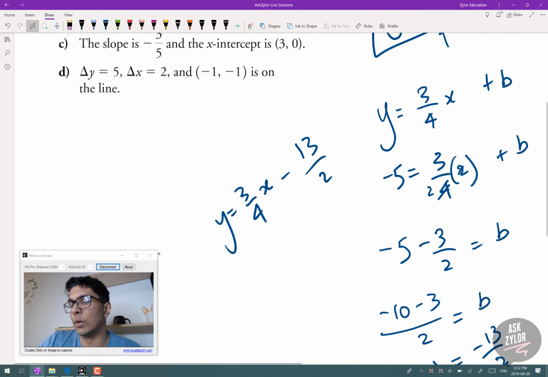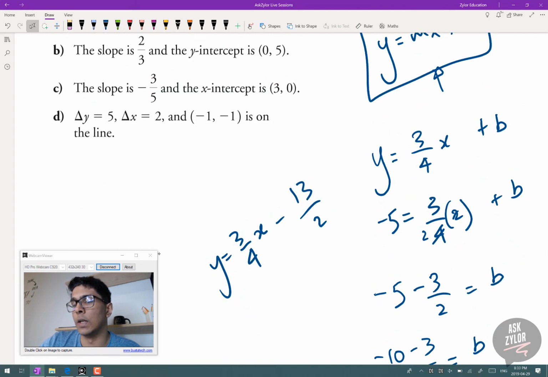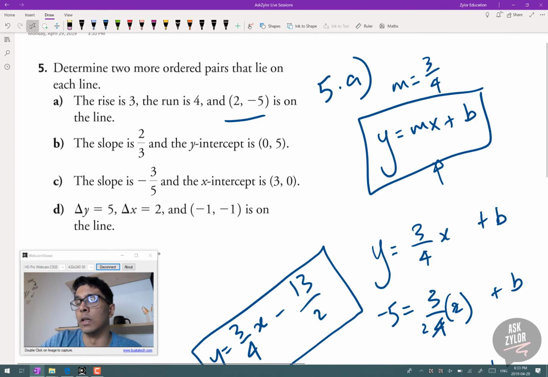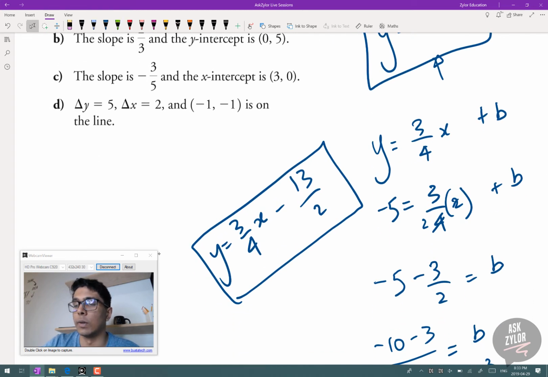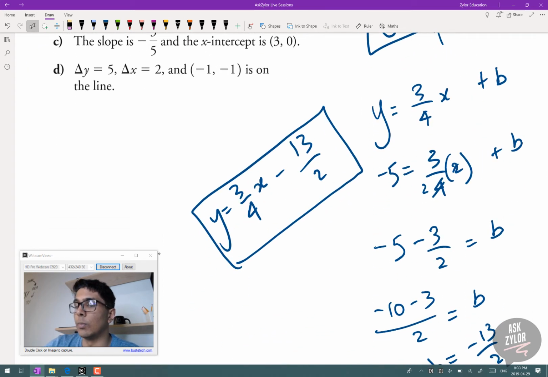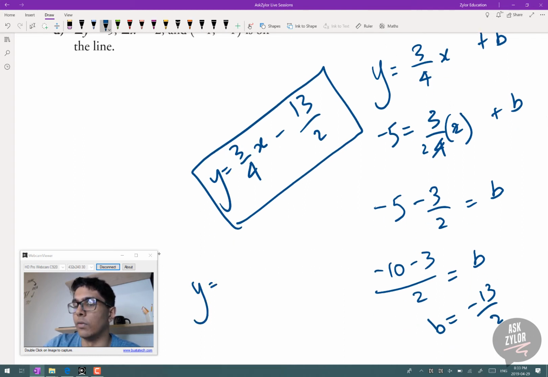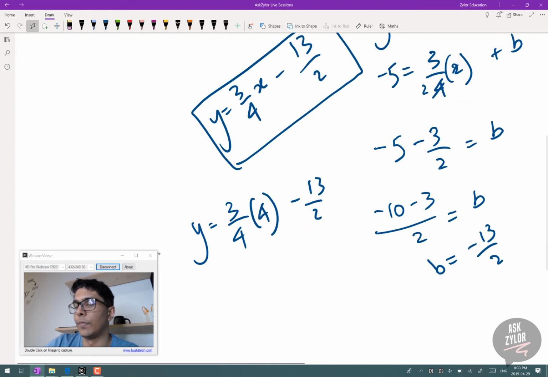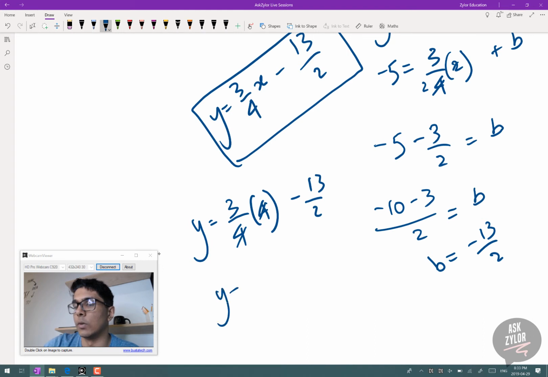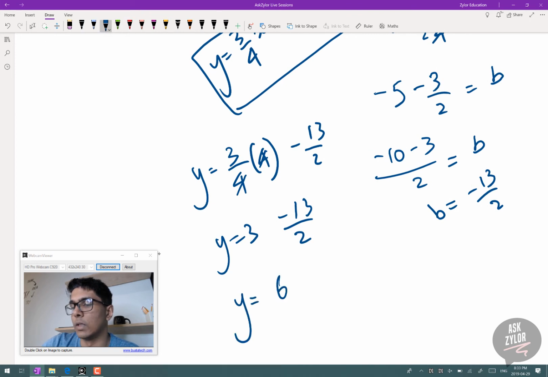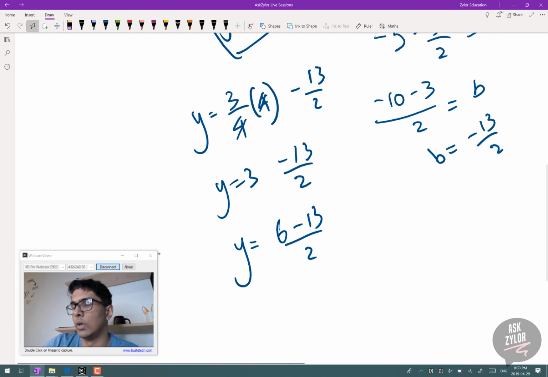Why is that important? Because I now have an equation that's going to model that particular case. It has a rise of 3, run of 4, and has that point. So this equation is accurate to that system. So what I can do is plug in a different point to find out what another y value is. For example, if I plug in 4, so 3 over 4 times 4 minus 13 over 2. So this ends up being y is equal to 3 minus 13 over 2, which ends up being 6 minus 13 over 2. So my y would be -7 over 2.